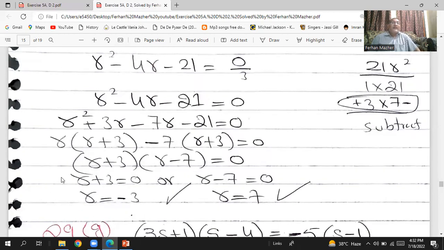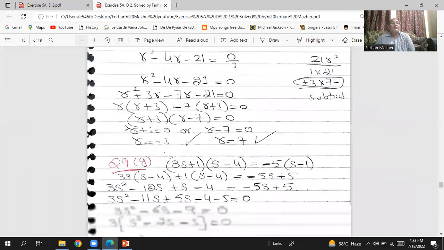So now these two brackets are multiplying with each other and their answer is 0. So it means that either the first bracket is 0 or the second bracket is 0. So r + 3 = 0, so r will be equal to −3. r − 7 = 0, so r will be equal to 7. So the two solutions of this equation are −3 and 7. So this is how you will do this question.